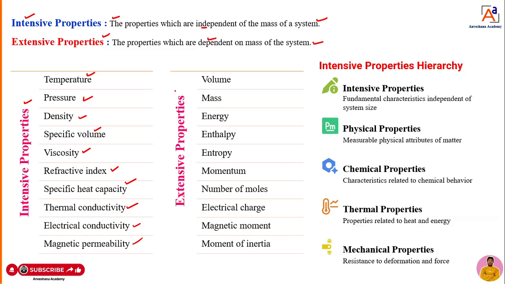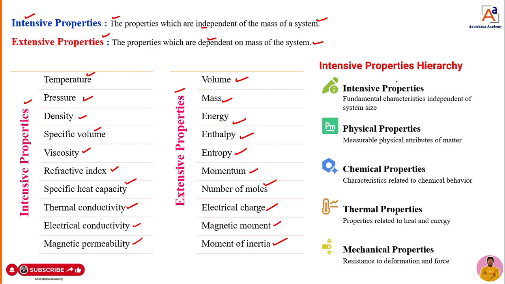When it comes to extensive properties, the properties which are dependent on the mass, they are volume, mass, energy, enthalpy, entropy, momentum, number of moles, electrical charge, magnetic moment, moment of inertia. These all are extensive properties.